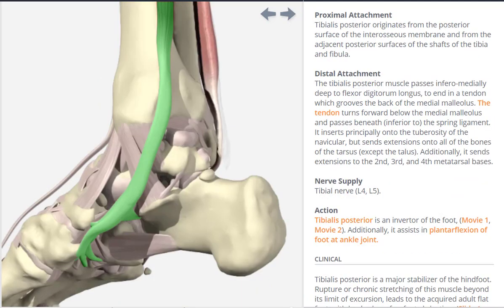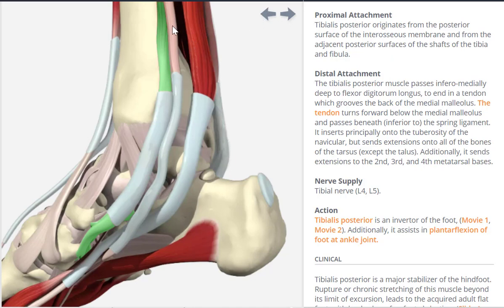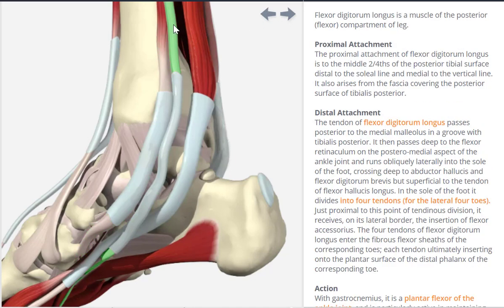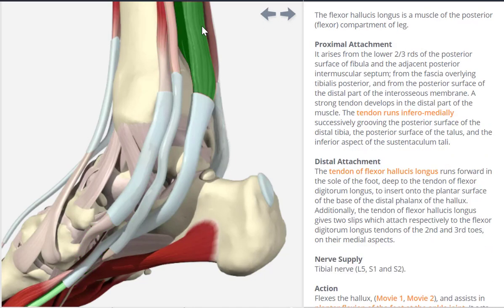As we discussed earlier when we were looking at the deep posterior compartment, we are now seeing the tendons of the tibialis posterior here. Add a layer, and we have the tendon of the flexor digitorum longus and the flexor hallucis longus. So the mnemonic that most students use to memorize the order of the tendons of the medial ankle will be Tom, Dick, and Harry, representing posterior tibialis for the T, flexor digitorum longus for the D, and flexor hallucis longus for the H. So Tom, Dick, and Harry.